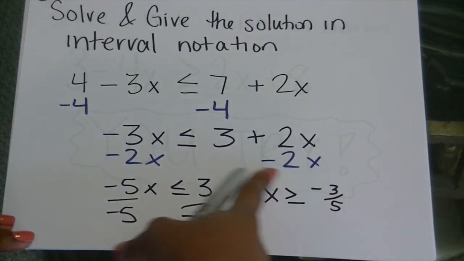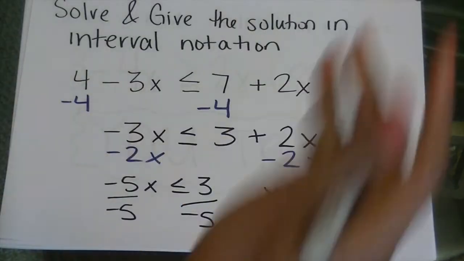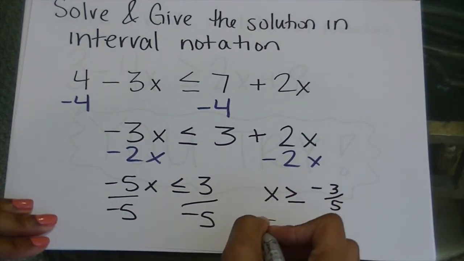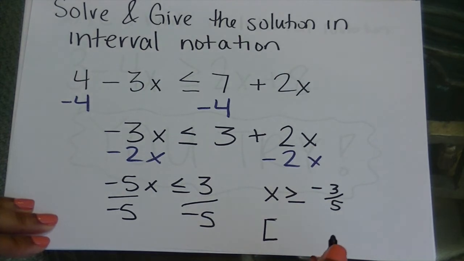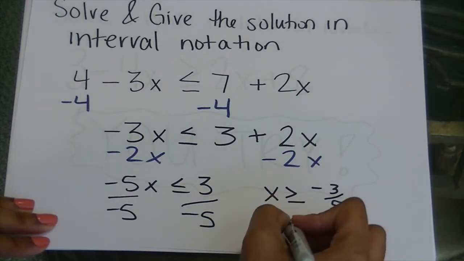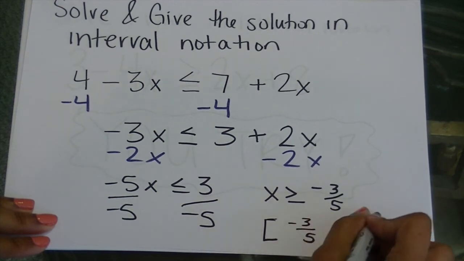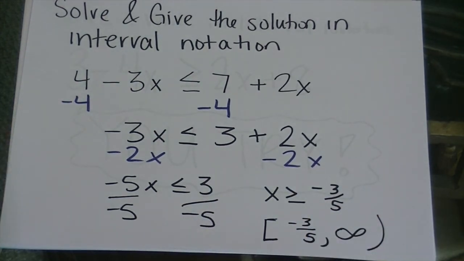Okay, it says give the solution in interval notation. So everything bigger, that means I'm going towards the positives, is going to be a bracket, because or equal to means that this is a closed interval, not an open interval. So I use my bracket and go up to infinity.